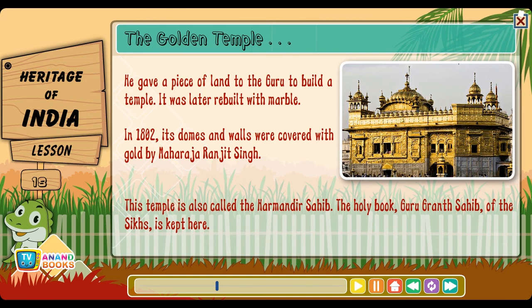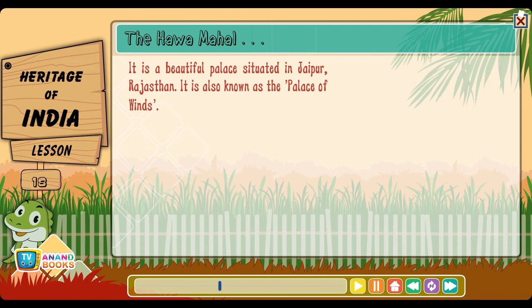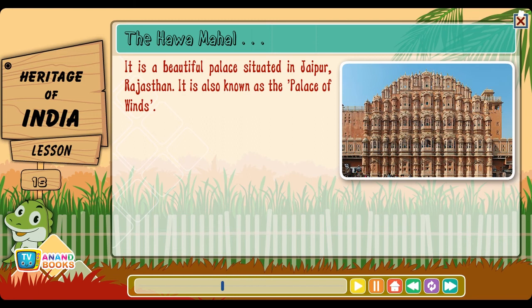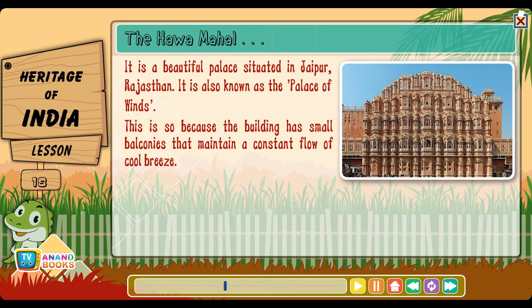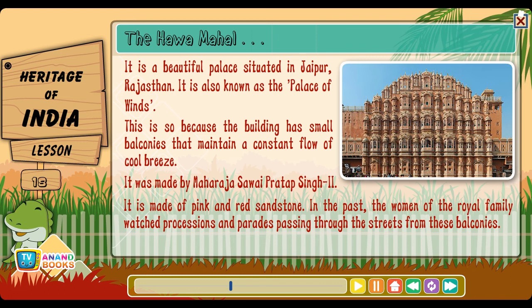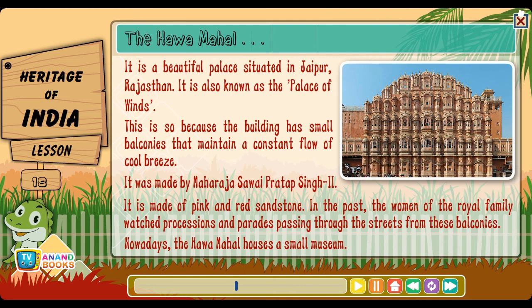The Hawa Mahal. It is a beautiful palace situated in Jaipur, Rajasthan. It is also known as the Palace of Winds. This is so because the building has small balconies and maintains a constant flow of cool breeze. It was made by Maharaja Sawai Pratap Singh II. It is made of pink and red sandstone. In the past, the women of the royal family watched processions and parades passing through the streets from these balconies. Nowadays, the Hawa Mahal houses a small museum.